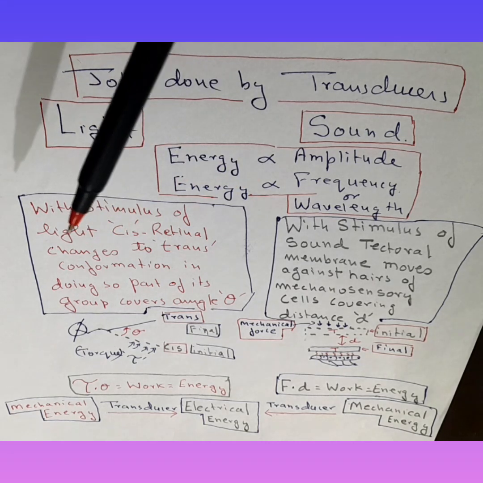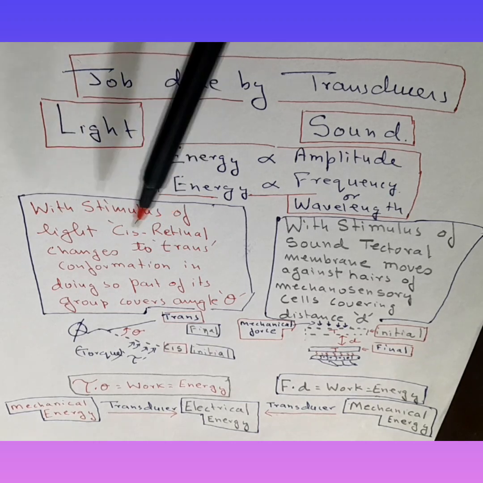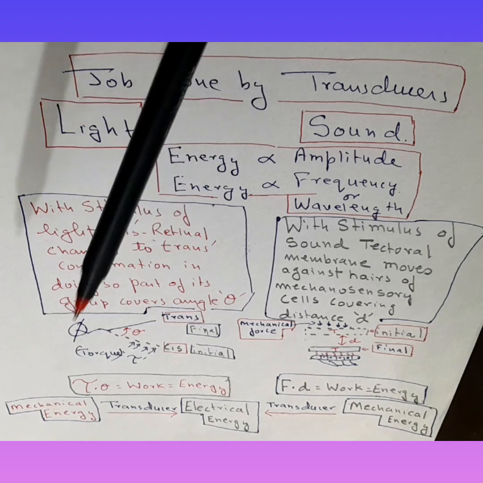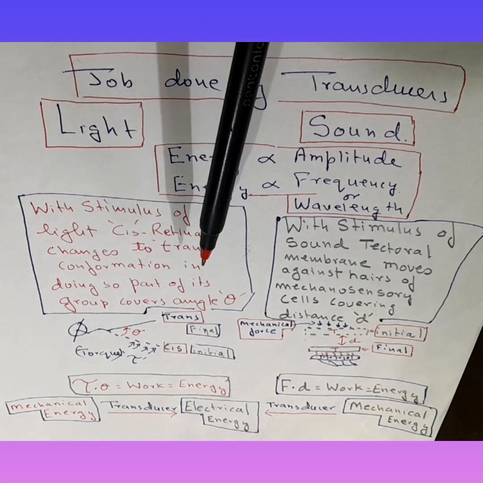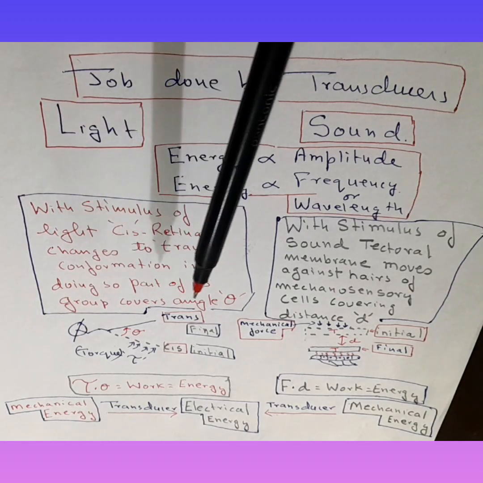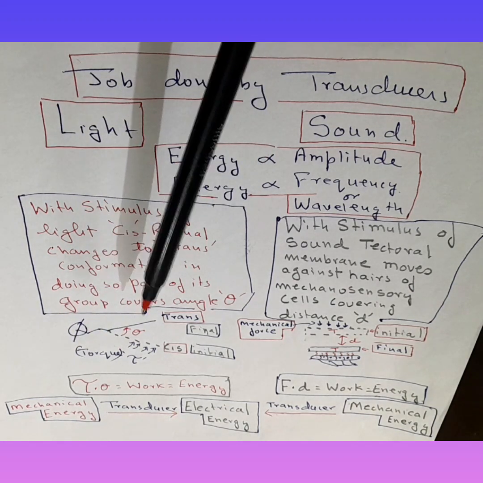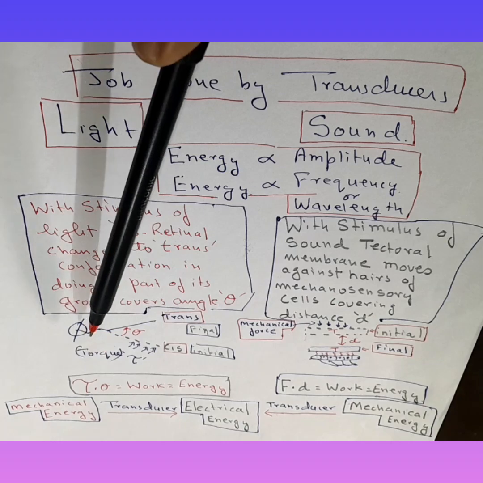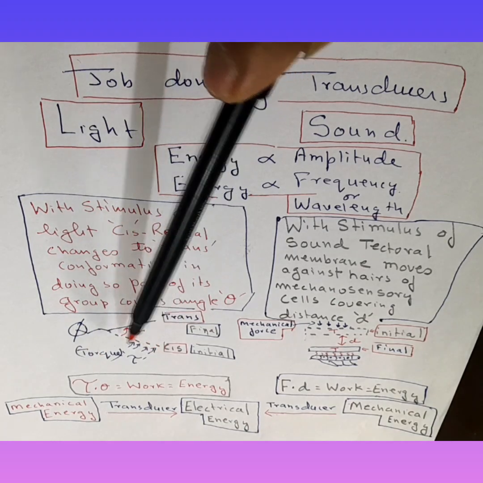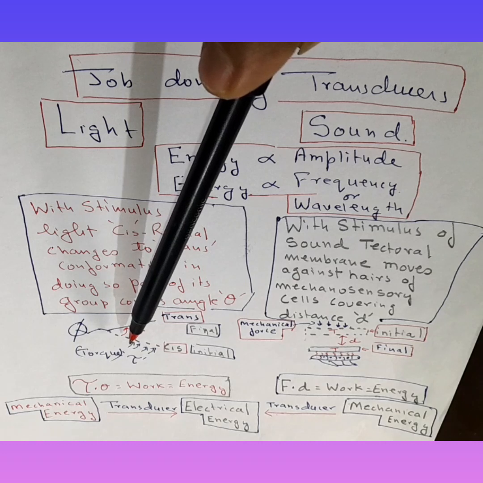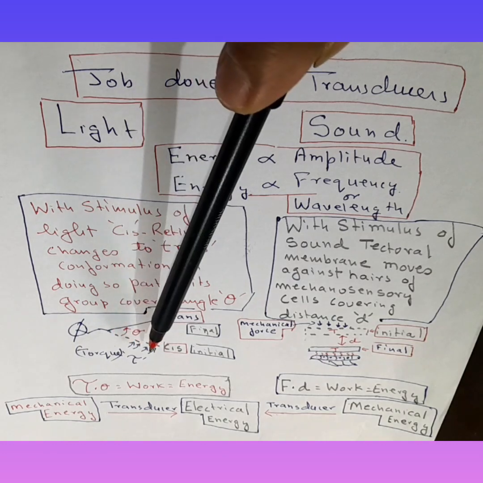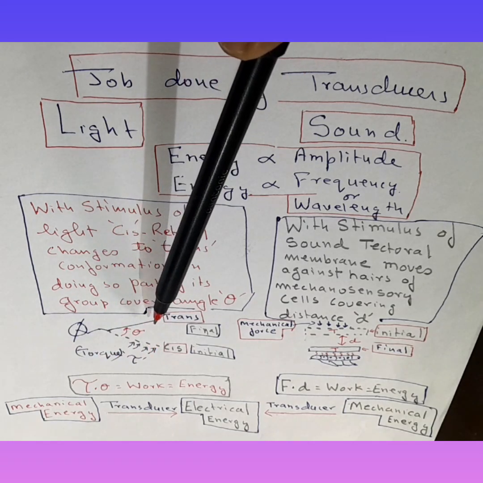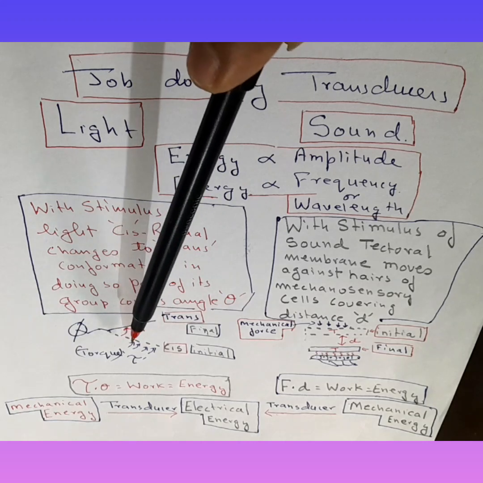Now let's talk in terms of light. In terms of light, we found that with stimulus, cis-retinal changed to trans conformation. In doing so, part of its group covers angle theta. This is what we already saw in our earlier video, and this is the diagram that we had checked. Whatever I have done in pencil is the cis form, that is the initial form of retinal. As it absorbs light, it changes to the trans form. This is the final form. In doing so, it covered angle theta.